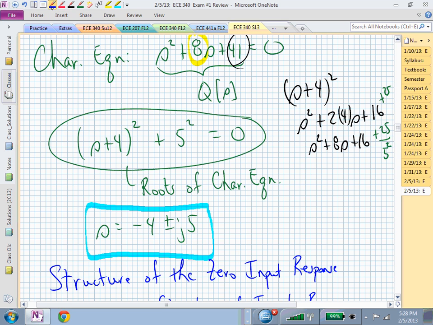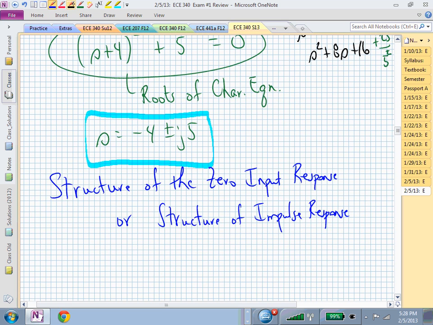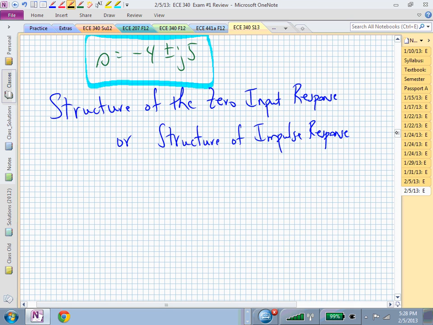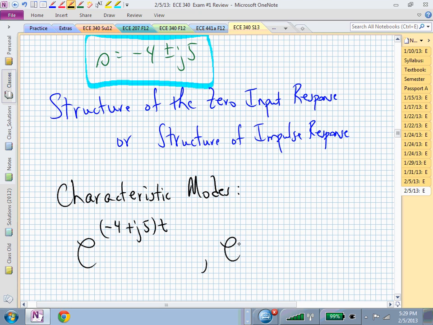Now that you have those 2 roots, what's the structure of your zero input response? Or I could ask you, what are the characteristic modes? That's just e to the root t. In this case, it's e to the minus 4 plus j5 t and e to the minus 4 minus j5 t. Those are our characteristic modes.